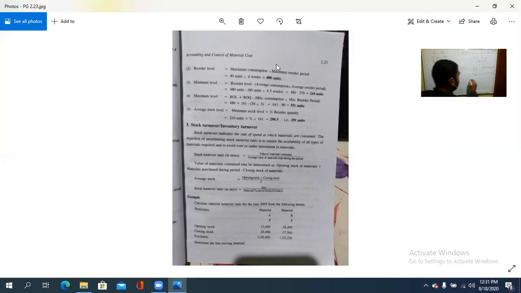So 480 minus 60 into 4.5. How much? It is 270. So 480 minus 270, how much is it? 210 units.